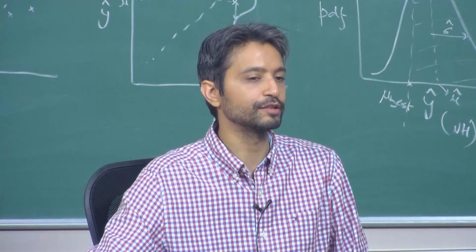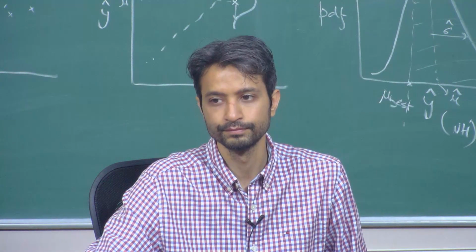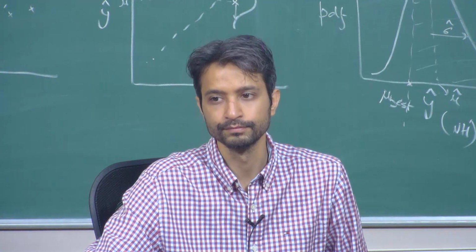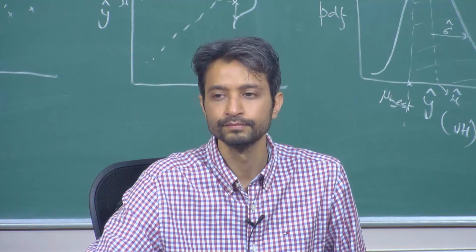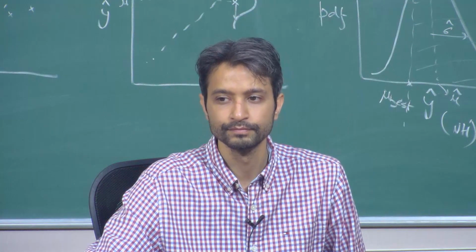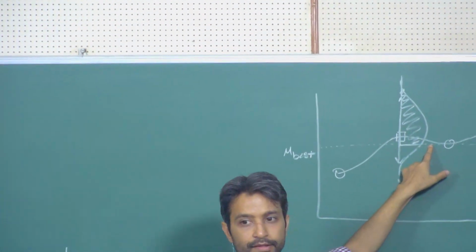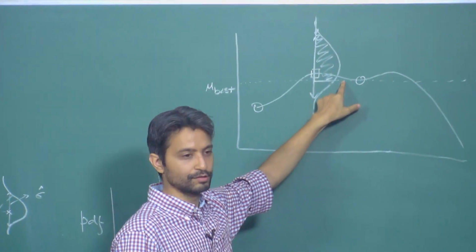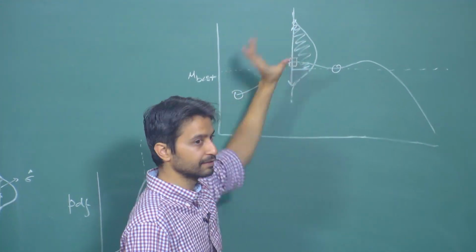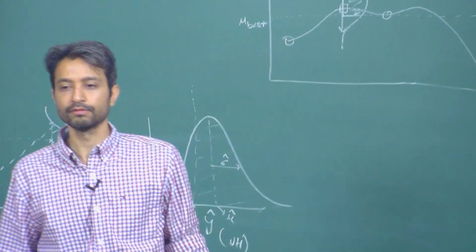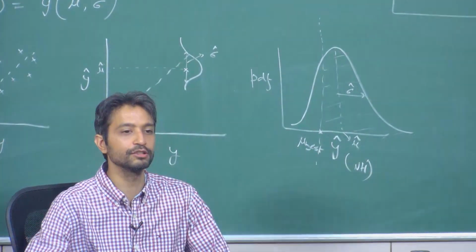So how does it do both exploration and exploitation? This line is sort of my exploitation line, right? Whether I'm doing better than this or not. This area under the curve is telling me about exploration: how much is the uncertainty for this point? So this is how both the exploration and exploitation concepts are there.